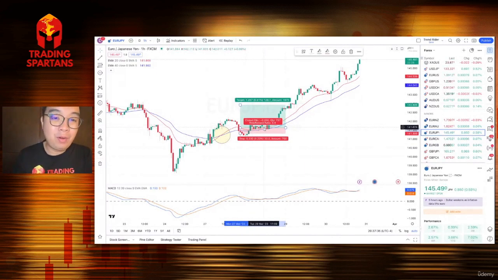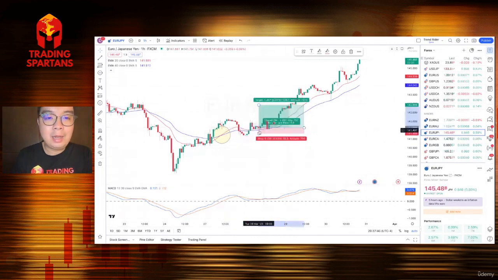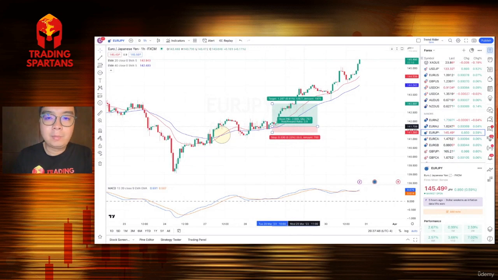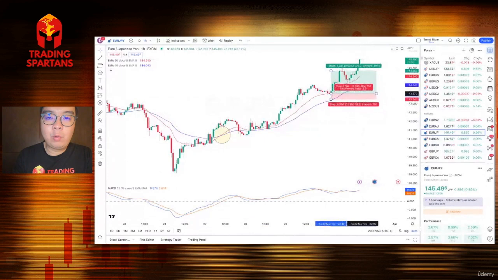But what you realize is that we could have continued entering, right? Because the EMA 20 is still above EMA 40. So if this is wrong, we stop about 20 pips. Okay, so be it. We can enter again here or here. And when price moves up higher, we could have entered again here when it touches again.